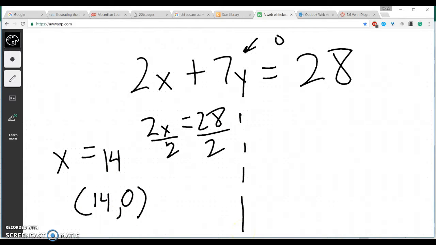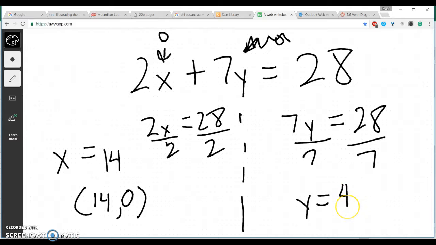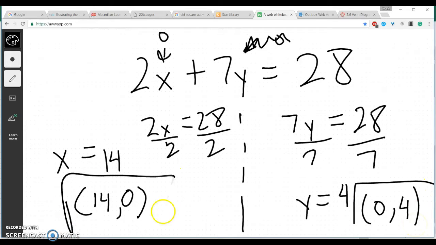Let's do the same thing with the y. So this time, my x would be 0, so I'd have 7y is equal to 28. I would divide by 7, I would get y is equal to 4. And then my point would be 0, 4. This is how you find the x and y intercepts for all the problems today.